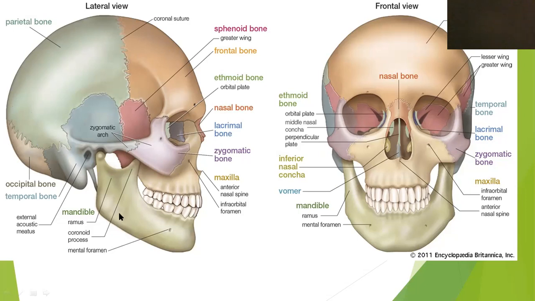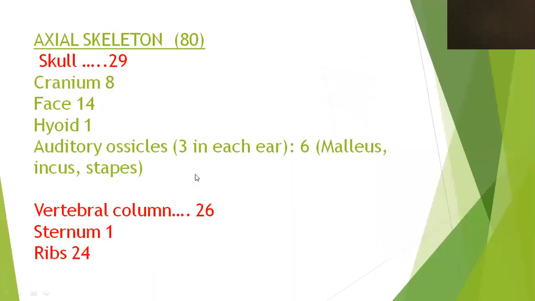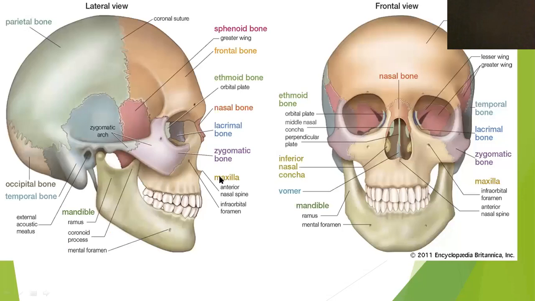Now this area is the facial skeleton, or skeleton of the face. See, the cranium has 8 bones. We already identified the 8 bones. Some of them are paired, some of them are unpaired. Now the facial skeleton is made up of 14 bones. Now we have to see what bones form the facial skeleton.